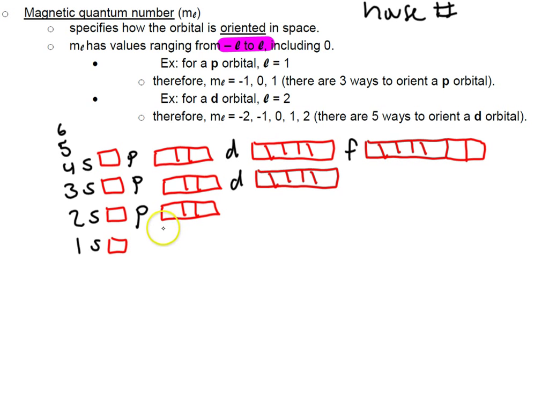We learned that p has a suborbital of px, where the dumbbell is horizontal. We have a py, where the dumbbell is vertical. And we have a pz, where the dumbbell is kind of coming out at you and then away from you. It's hard to draw, but you get the point.